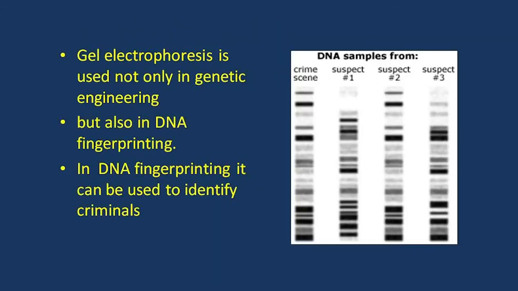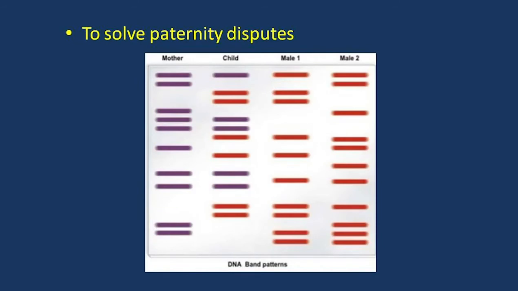Gel electrophoresis is used not only in genetic engineering but also in DNA fingerprinting. In DNA fingerprinting, it can be used to identify criminals. For example, in the picture here, the crime scene DNA matches with the suspect 2 DNA. So suspect 2 is the criminal. Gel electrophoresis in DNA fingerprinting can be used to solve paternity disputes. In the picture here, the DNA of male 1 matches with the DNA of the child. So he is the real father of the child.